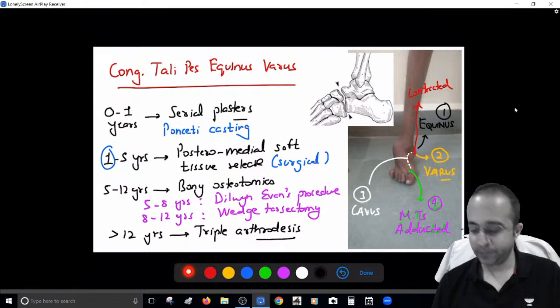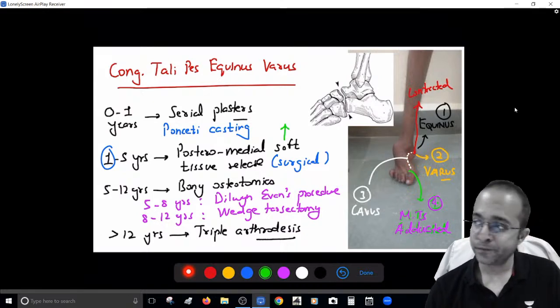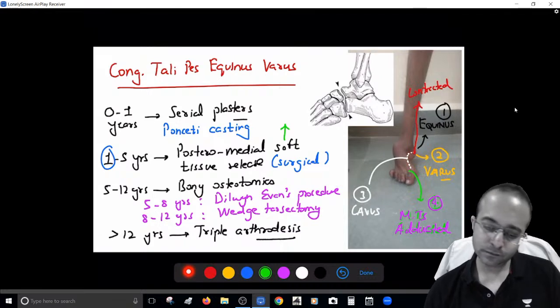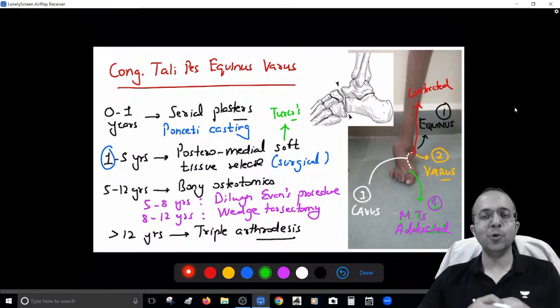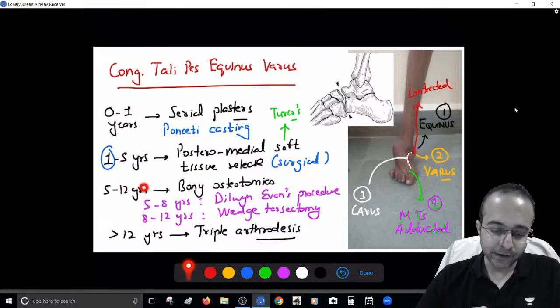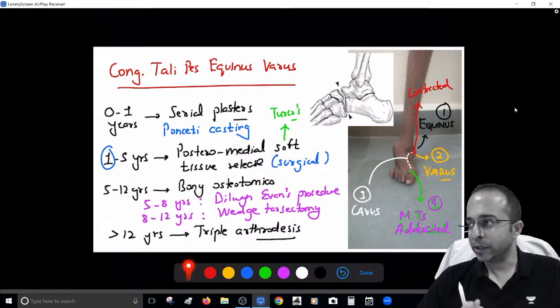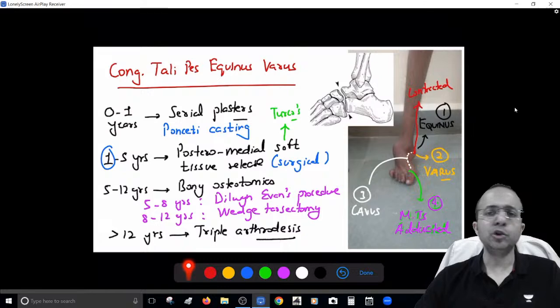And yes, posterior medial soft tissue release is called Turco's procedure, okay, because Turco described it. And the Dillwyn-Evans procedure is separate, that is done in a different age group. It's a bony procedure, not a soft tissue procedure. So clear, Jitin, with that also? Jitin, Dwyer's osteotomy is not meant for a case of CTV.